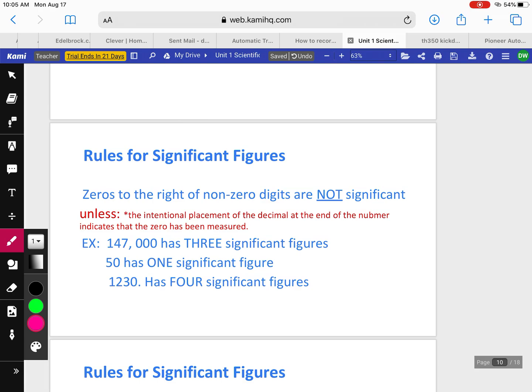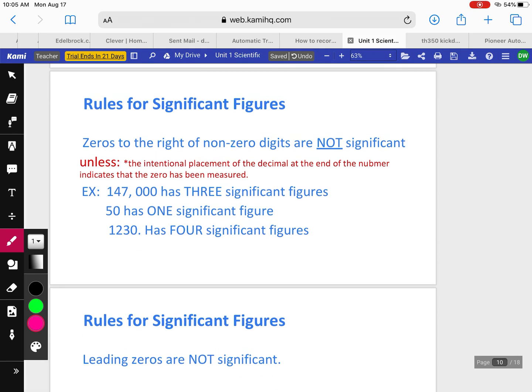Unless there is a decimal point. So if we look at this one, you see how there are 3 zeros at the end of a number? There is no decimal point at the end, so there are only 3 significant figures in this value. 50 has 1 significant figure, but I want you to look at this last one. Notice how you put a decimal there?